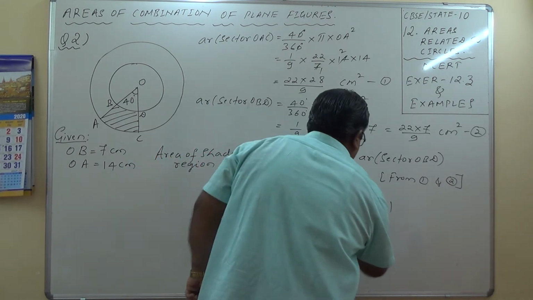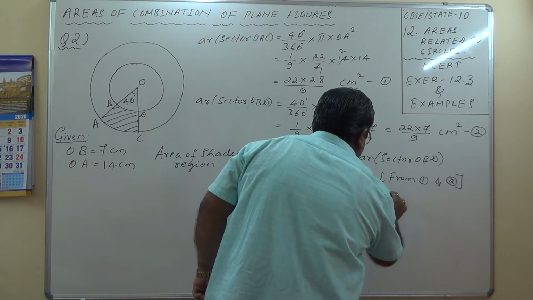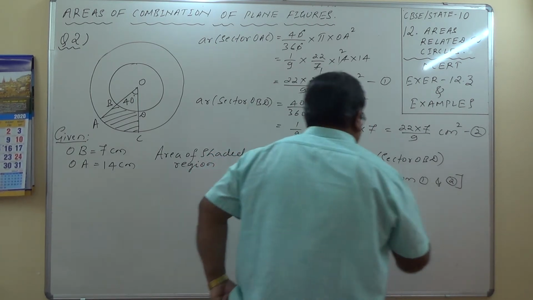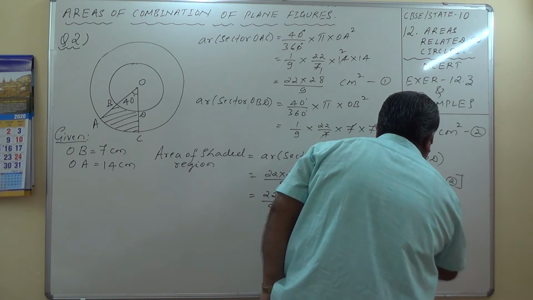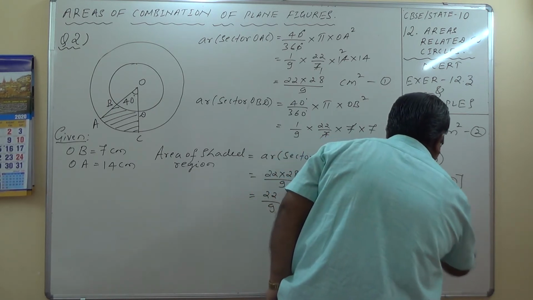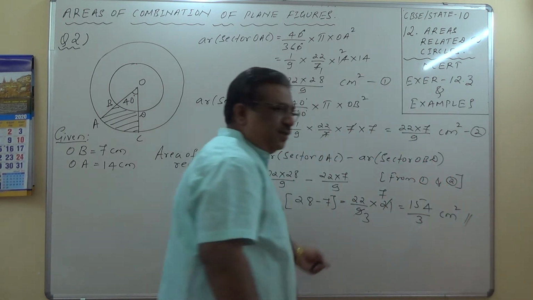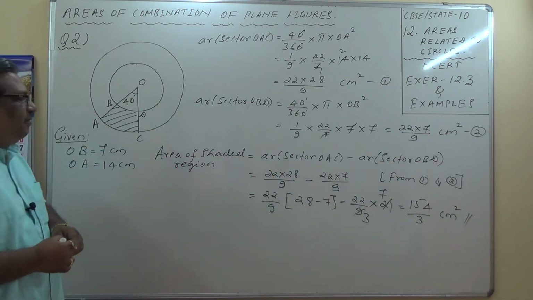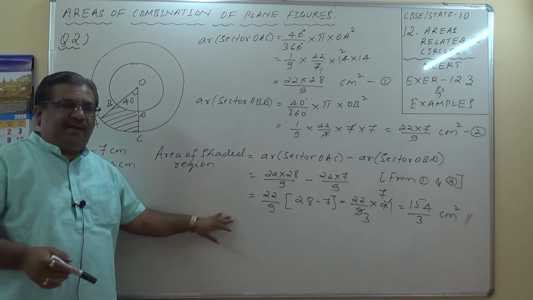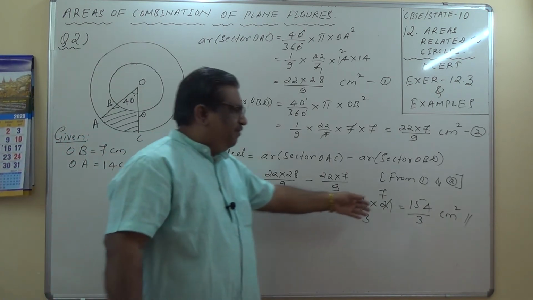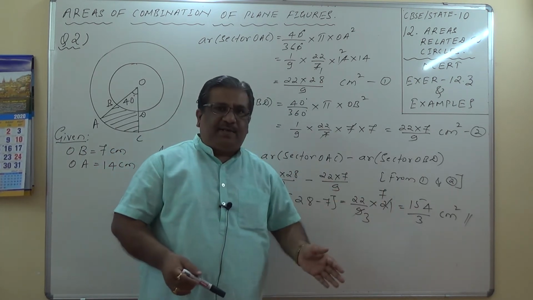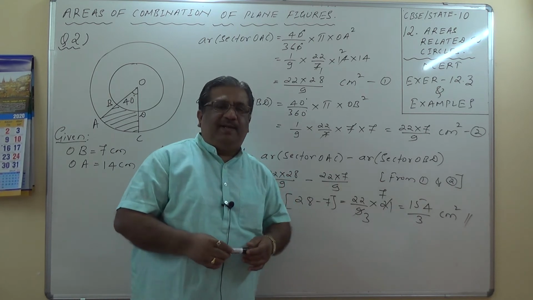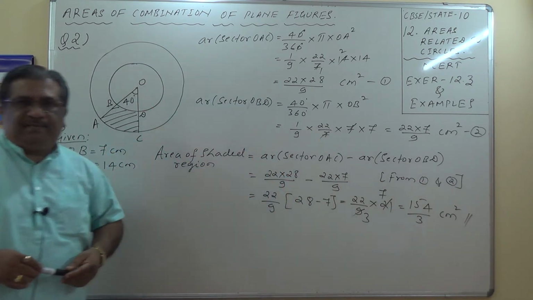22 by 9 into 21. So 3 3s are 9, 3 7s are 21. So this is 22 into 7 divided by 3, which is 154 divided by 3 square centimeter. Check the answer. So the area of the shaded region is given by 154 by 3 square centimeter. If required, you can put it into decimals also, but the answer given in your textbook is in the form of a by b. So make a note of this one.